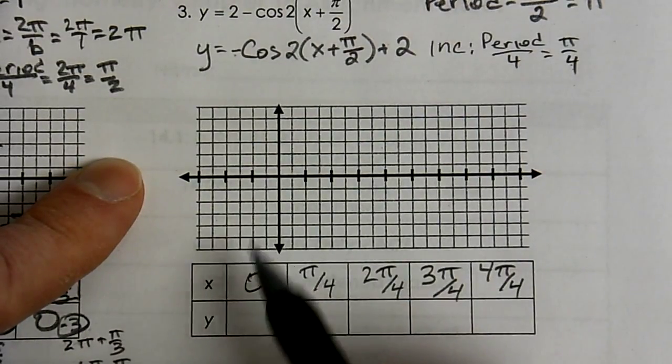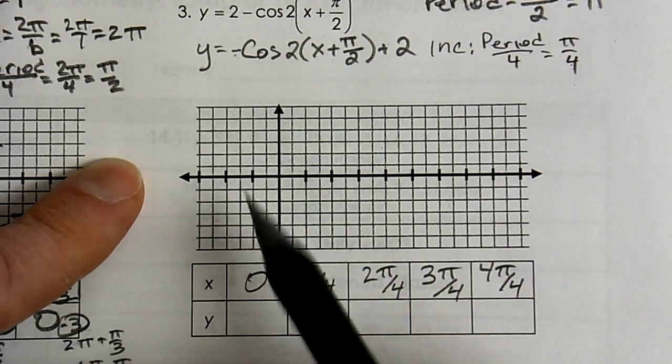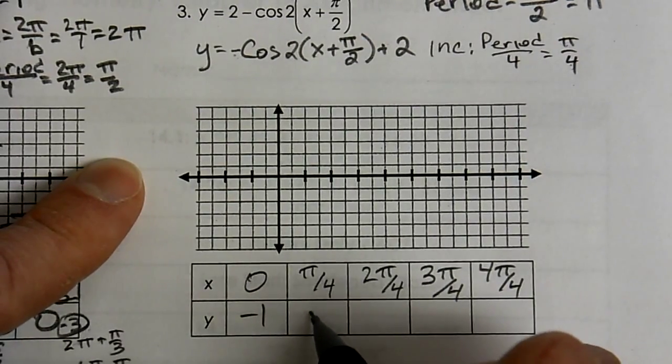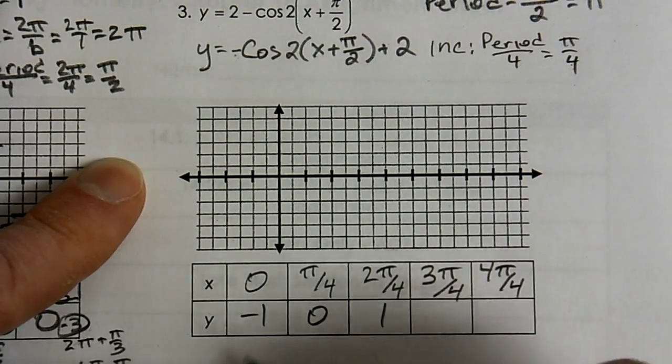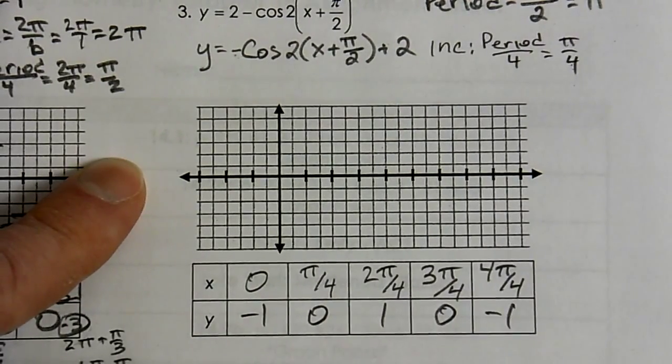A cosine graph starts at its maximum, but this is reflected, so we're going to say the minimum. Negative 1, 0, positive 1, starts at negative, goes to here, back to 0, and then negative 1.